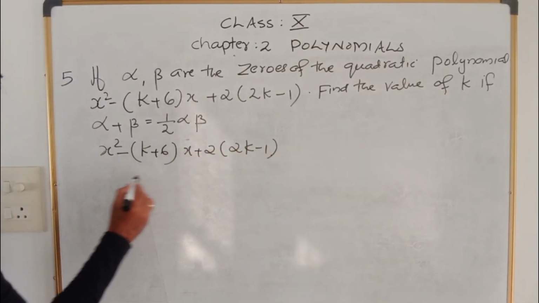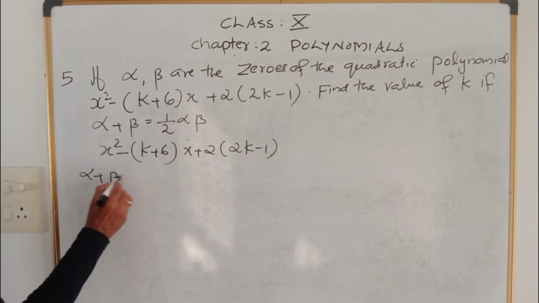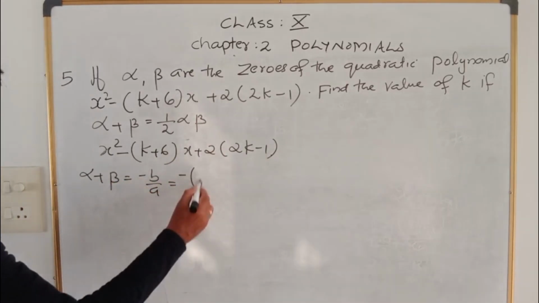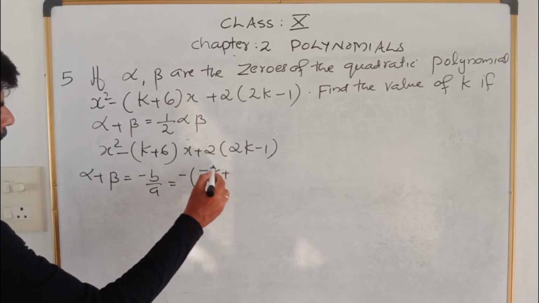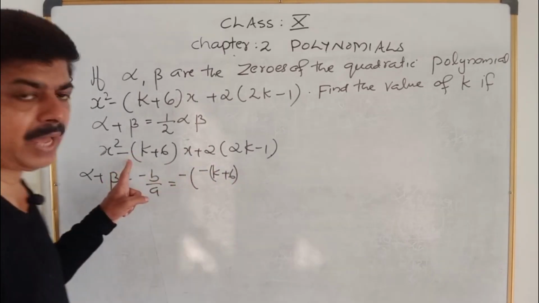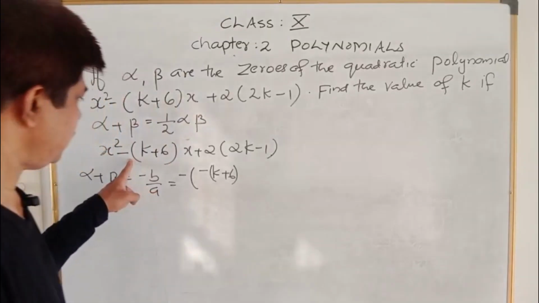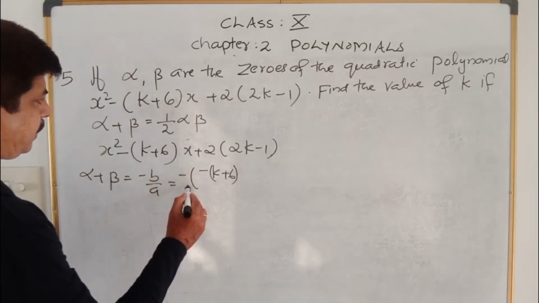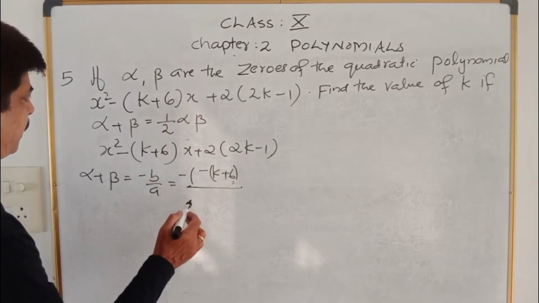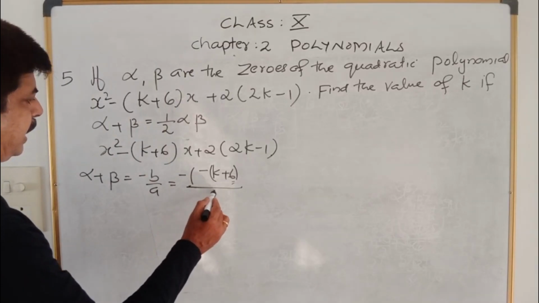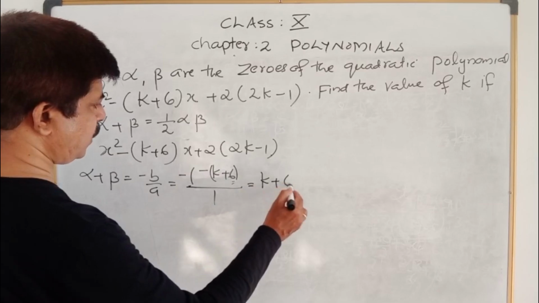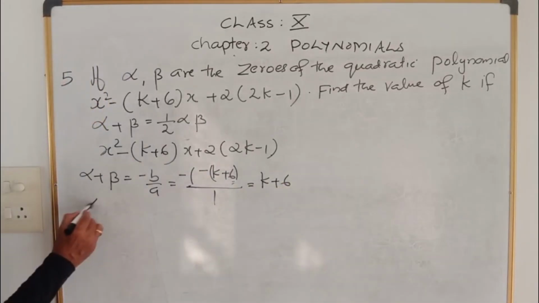We have the equation x square minus (k plus 6) x plus 2 into (2k minus 1). What is alpha plus beta? Negative b by a. What is b here? Negative of (k plus 6), so negative of negative becomes positive. Minus of minus (k plus 6) by a, which is 1. So we got alpha plus beta value k plus 6.